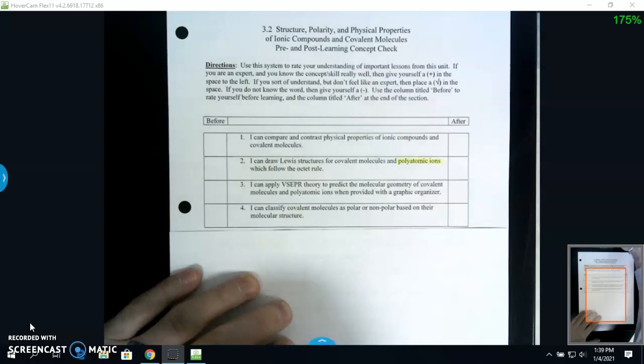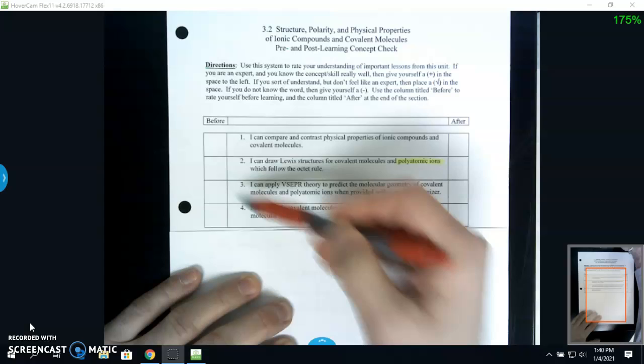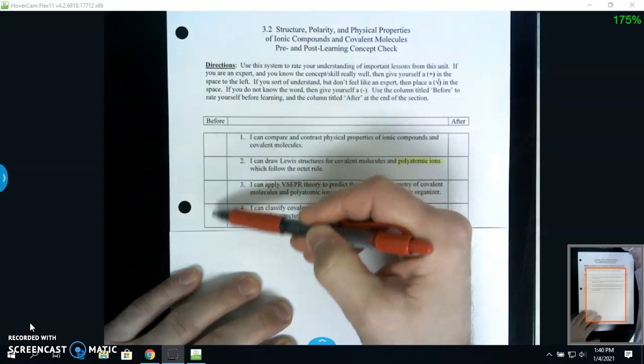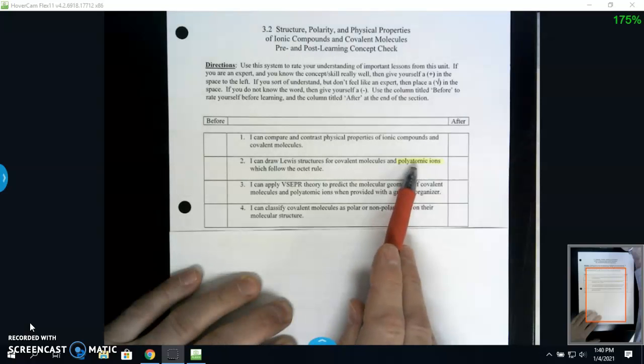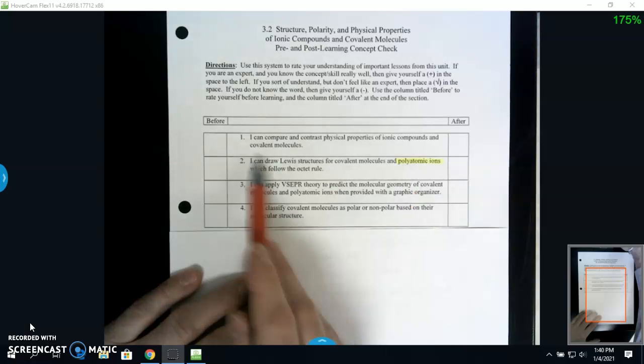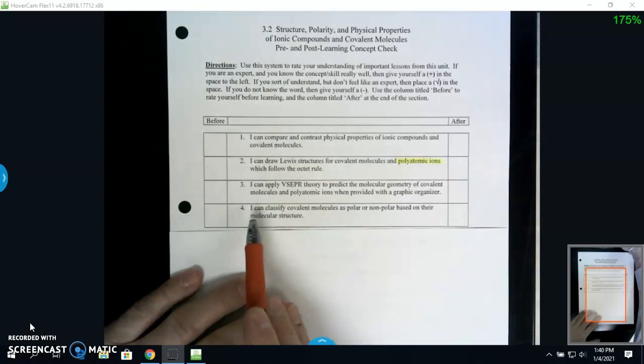So what I'd like you guys to do is to start by reading each of the four statements, use the standard plus check minus rating system in the before column, and then when you're ready we're going to take some real brief notes concerning Objective 2, especially related to polyatomic ions. So before you get started with that, I want you to go through and use the plus check minus system in the before column.